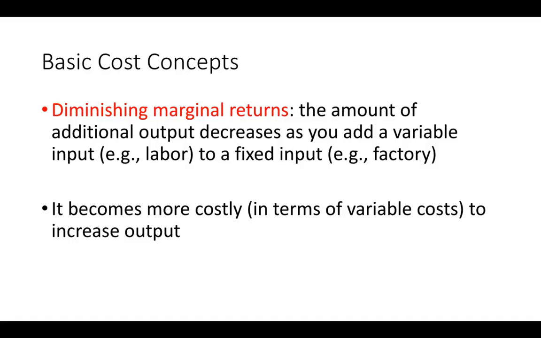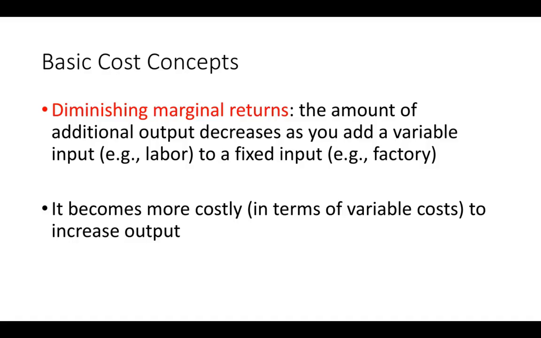Another basic cost concept is that of diminishing marginal returns. That's this idea that the amount of additional output, in other words, your marginal output, decreases as you add a variable input, something like labor, to a fixed input, something like a factory. Applying this to your lawn mowing service, let's say you employed one worker, and that worker could mow 8 lawns a day. And let's say you paid that worker $100. Your average variable cost per lawn would be $12.50.